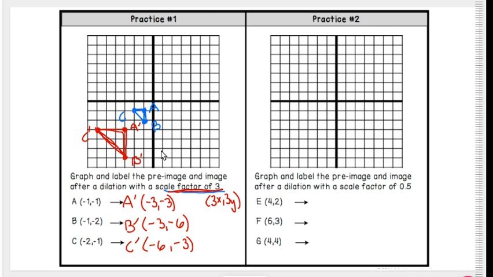And if you notice, they look like the exact same shape, just one is smaller than the other. I have a right angle here at A on both. So my angles correspond. My angles are actually exactly the same. My sides are proportional.